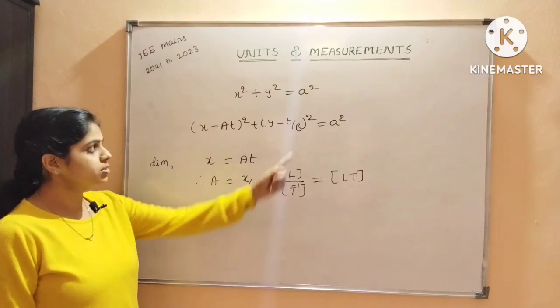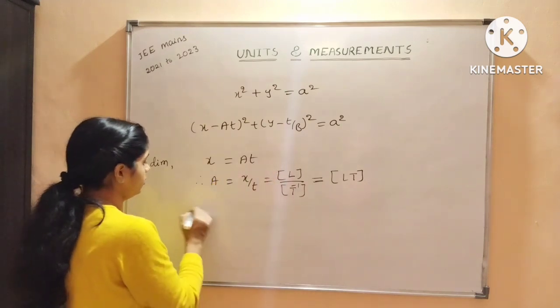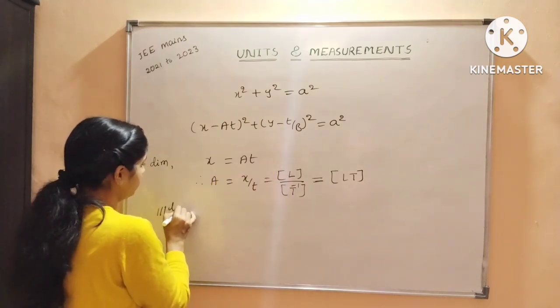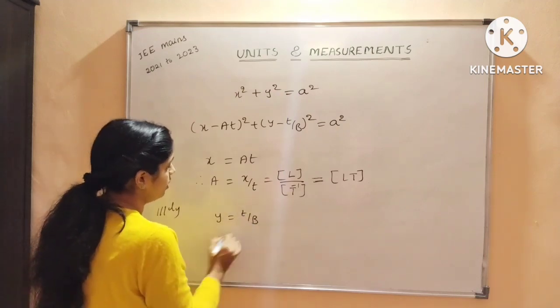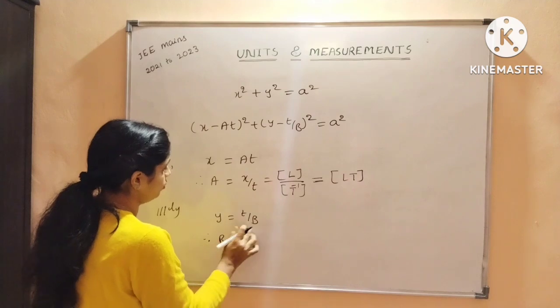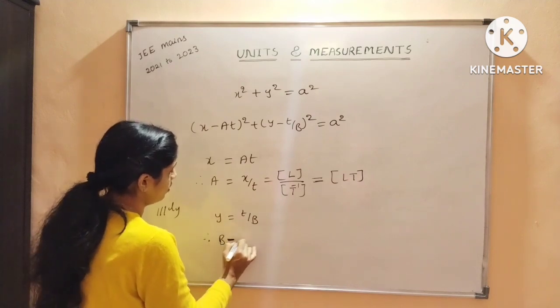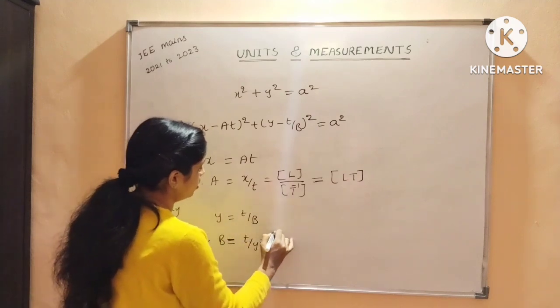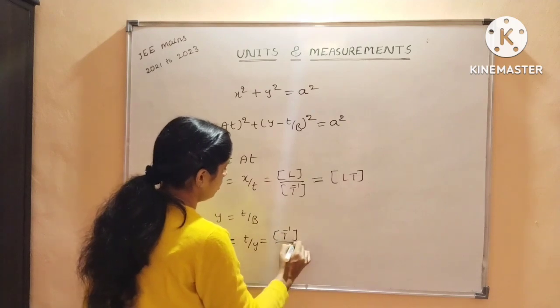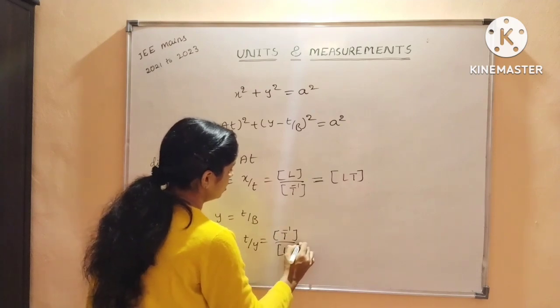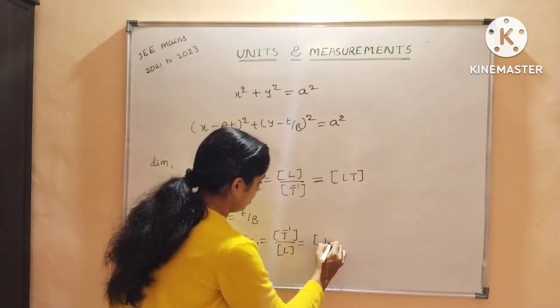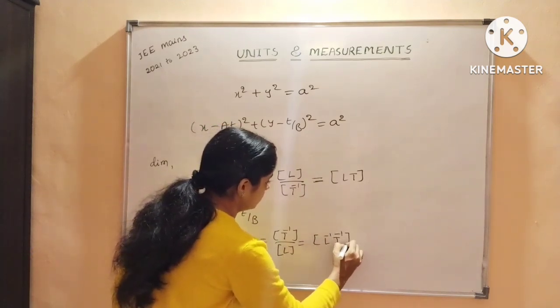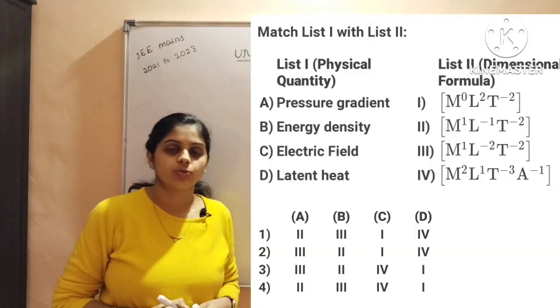Similarly, find the dimensions of b. Dimension of y equals dimension of t by b. Therefore b equals t by y. Dimension of t is T raised to minus 1. y is distance, so its dimension is L. Therefore the dimension of b is L power minus 1, T power minus 1. Let's go for the next question.